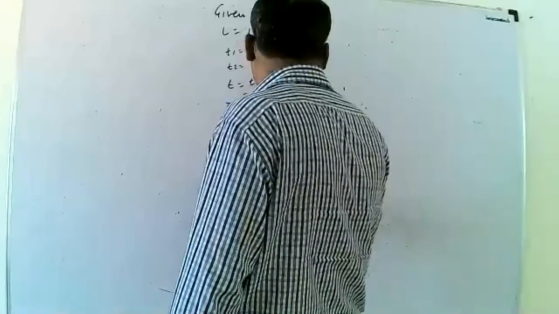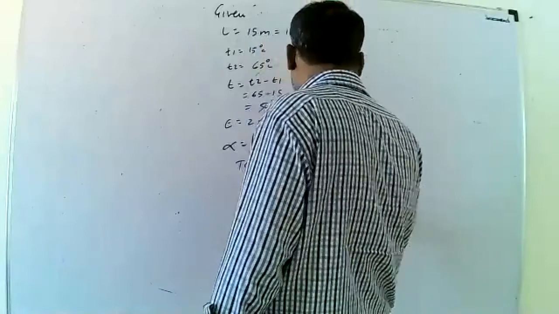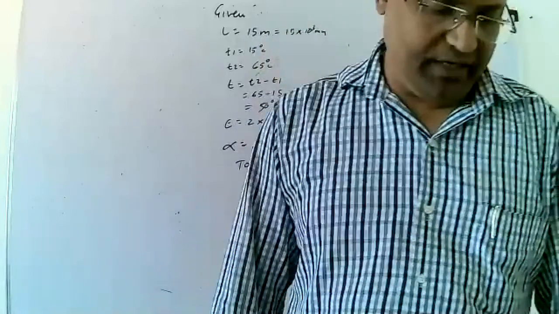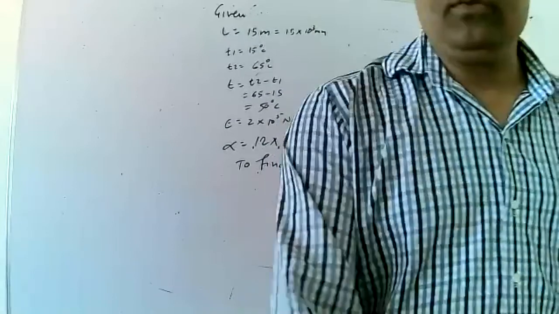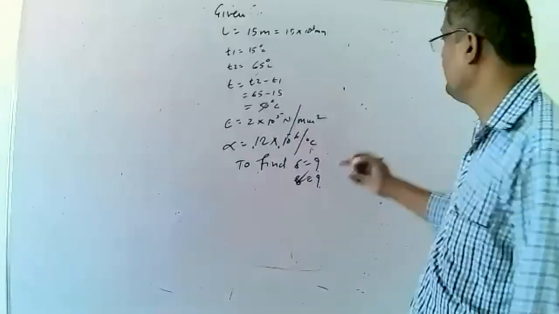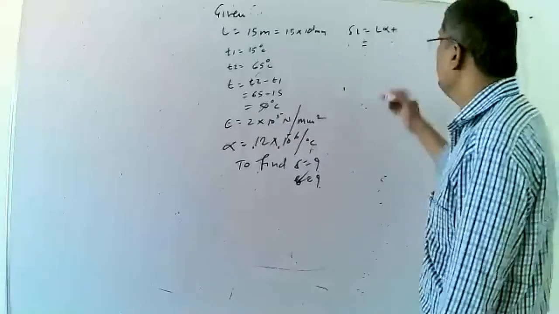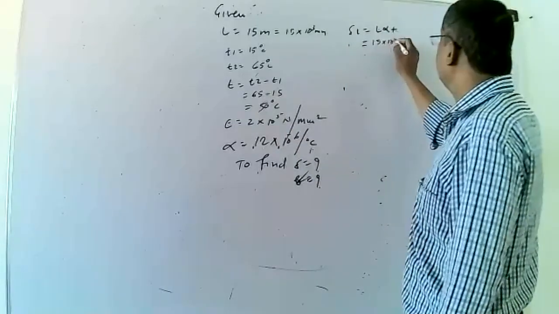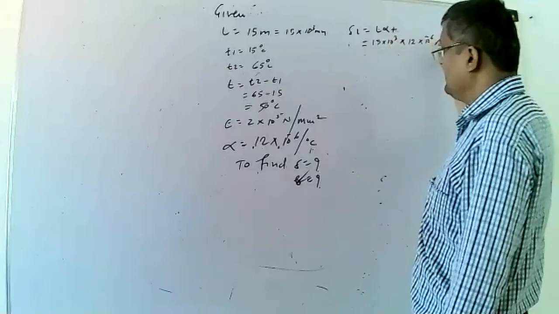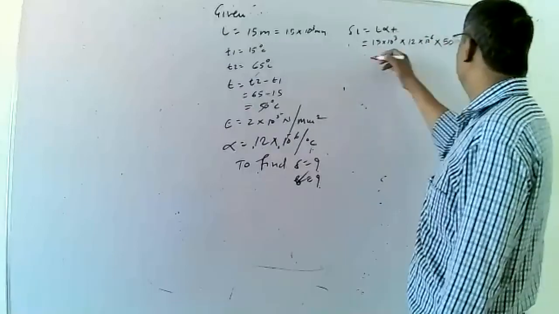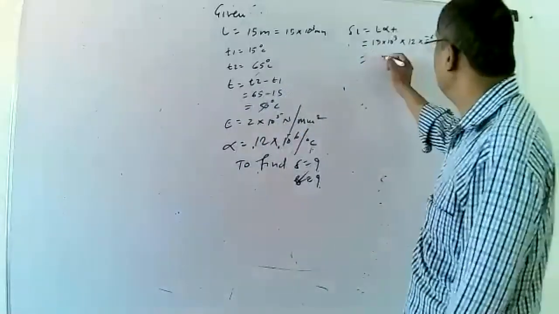To find delta L and sigma, a very simple way to calculate the change in length: first we calculate delta L equals L alpha t. We put all these values: 15 into 10 raised to 3 into 12 into 10 raised to minus 6 into 50. Then we find delta L, that is 9 mm.